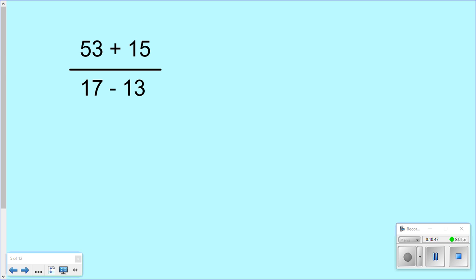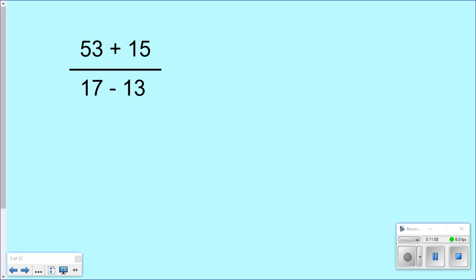Now, according to Please Excuse My Dear Aunt Sally, what's supposed to come first? Division, right? But can I do my division first? I don't know what some of those things are. I can't divide 53 plus 15. I have to do my addition and subtraction first because I can't do my division. I have to have one number up here and one number down here. So I have to do my addition and subtraction first.